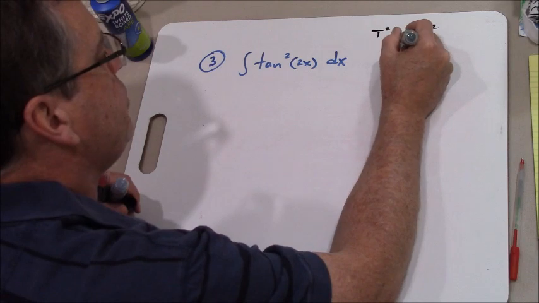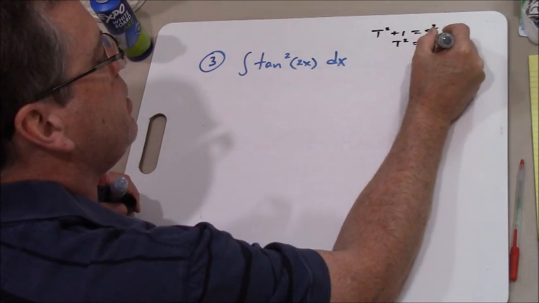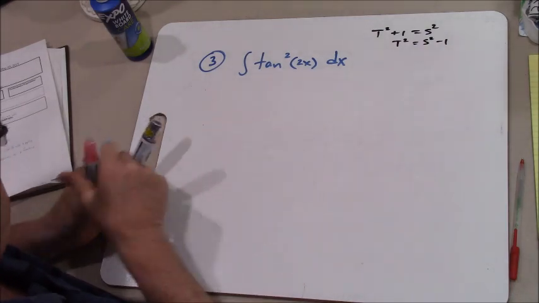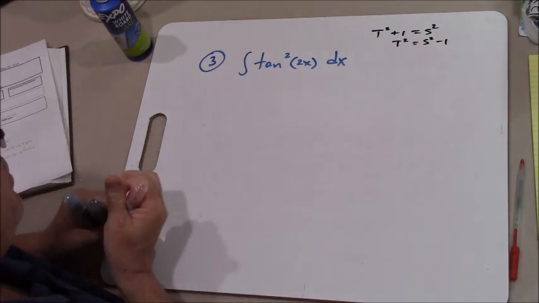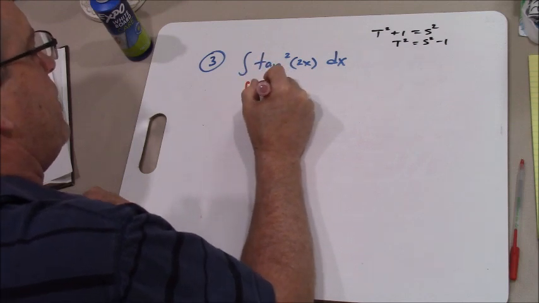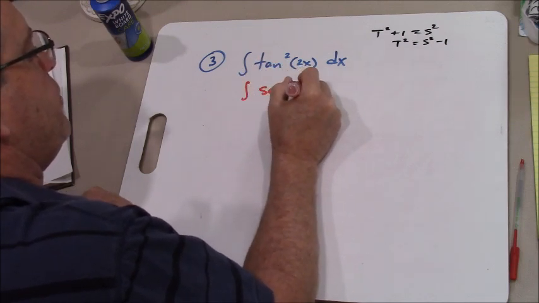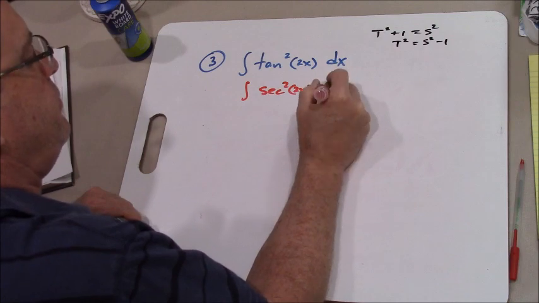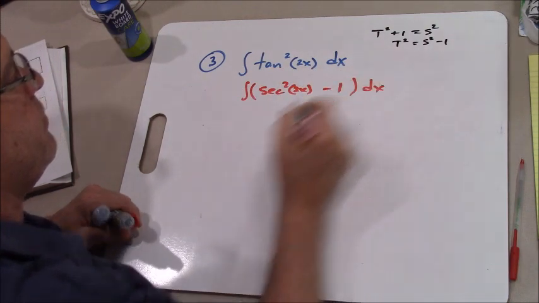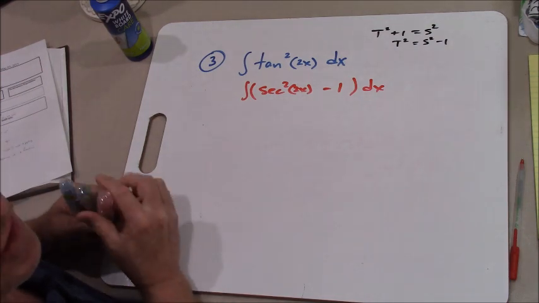So tangent squared would be equal to secant squared minus 1. So I want to change this right here. I'm going to call this the integral of secant squared of 2x minus 1 dx. You guys see if you can get it from there.